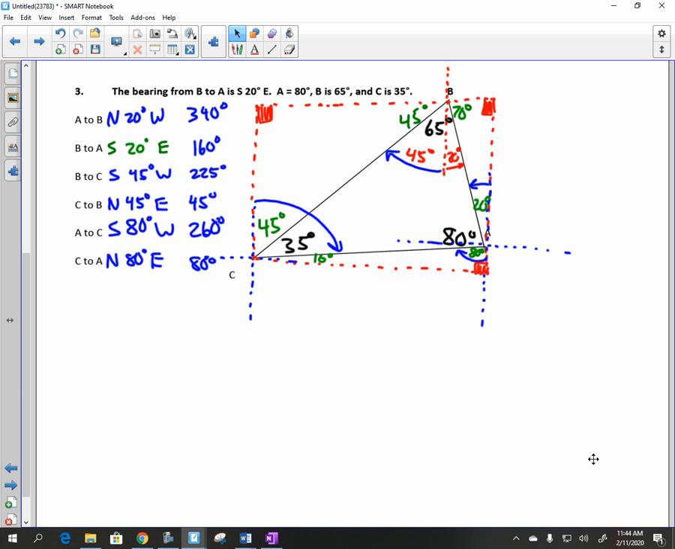I go through the check. I've got northwest, southeast, 20, 20. Southwest, northeast, 45, 45. Southwest, northeast, 80, 80. Notice these differ by 180, 180, 180. We are good to go.